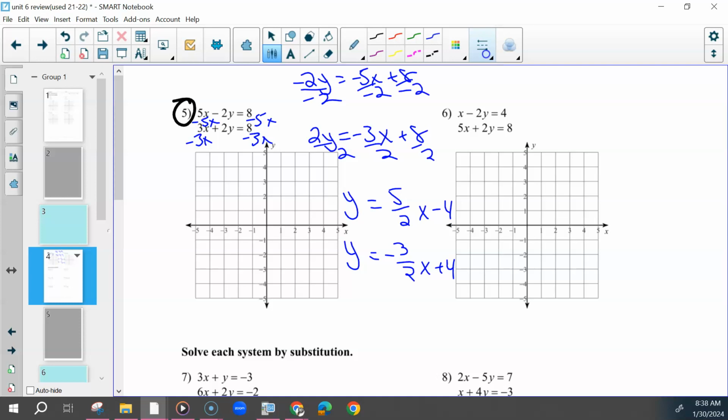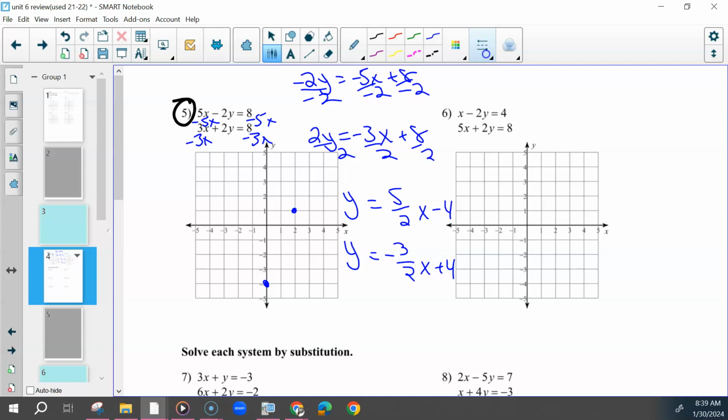Looking at just the equations themselves, they're not parallel, they're not the same, so they're going to cross somewhere and have one solution. So I'm going to start with the first one. Start at negative 4. My slope is positive 5 over 2, so I can go up 5, to the right 2.